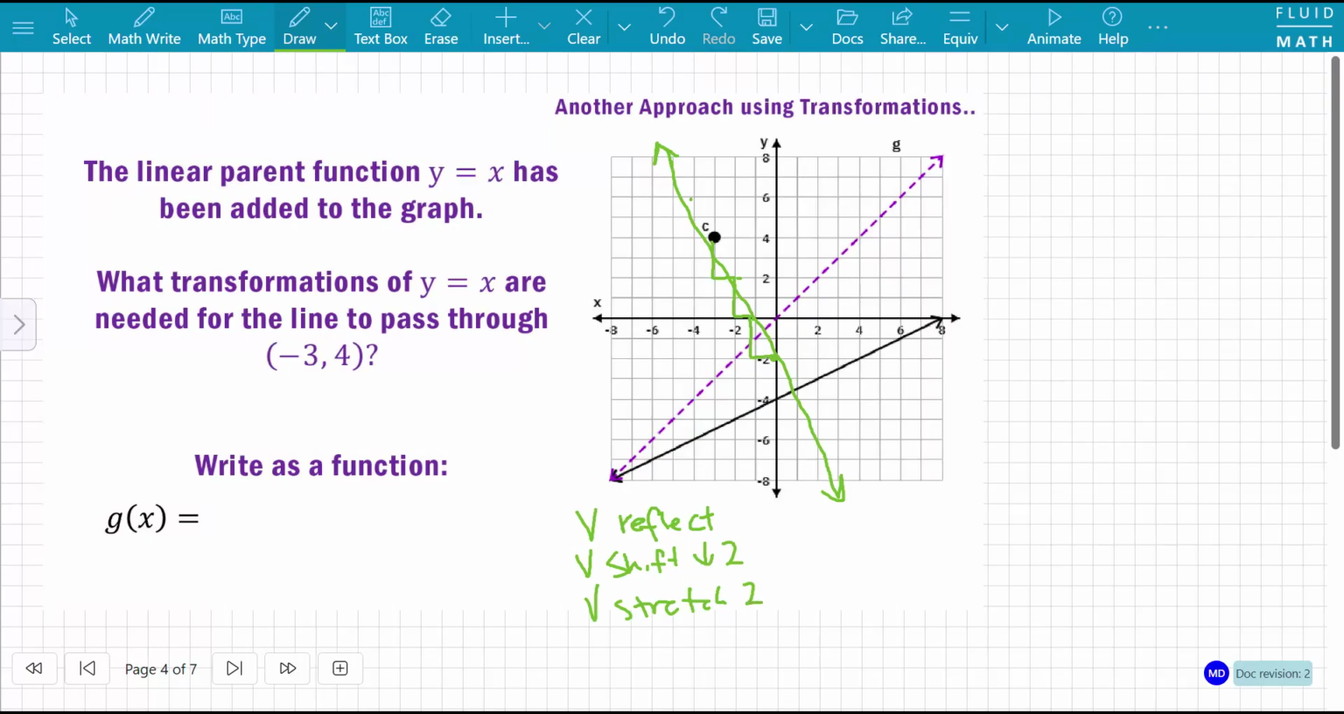Well, everything is happening outside of parentheses because I don't see anything horizontal happening. So my vertical reflection means I'm going to have a -a, so that would be negative f of x. My vertical shift down 2 would be f of x minus 2. My vertical stretch would be 2 f of x. When I put all that together, I have negative 2 f of x minus 2, which looks pretty good to me.